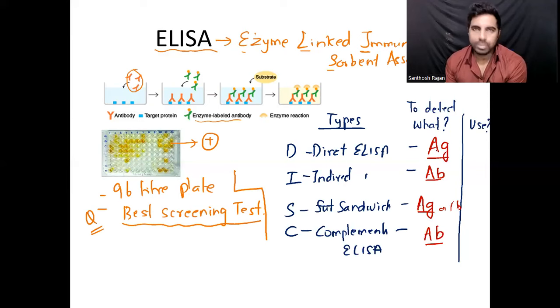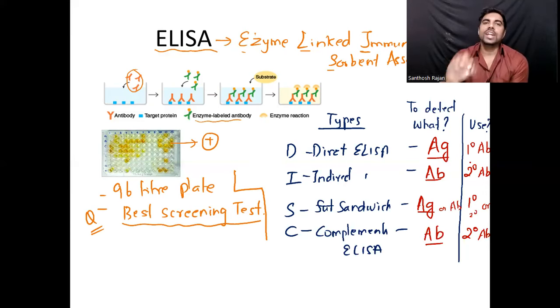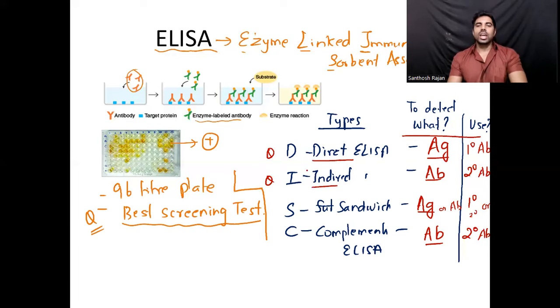Whenever you detect antigen, you use the primary antibody. For indirect, you use the secondary antibody. In sandwich, it can be primary or secondary, depending on the case. Primary is a direct antibody against that particular antigen, and secondary is an antibody against the human antibody. I'm not going much deeper into that. Whenever the word direct comes, it's antigen. When indirect comes, it's always antibody. That could be one question asked. I'm not going to talk about procedures, not that important here.